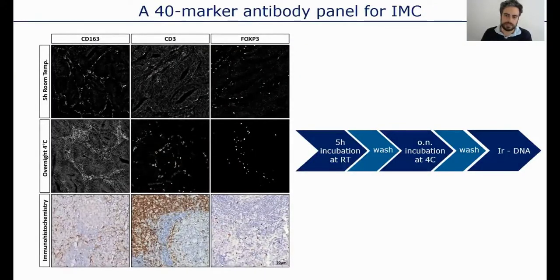First, that a mixture of 40 antibodies did not perform very well in one go, and that different types of antibodies also perform best in different conditions. To address these two issues, we made use of two sequential incubation steps, one overnight at 4 degrees and the other at room temperature, and we distributed the antibodies by these two conditions according to their performance, and thereby also splitting the total amount of antibodies per two incubations.